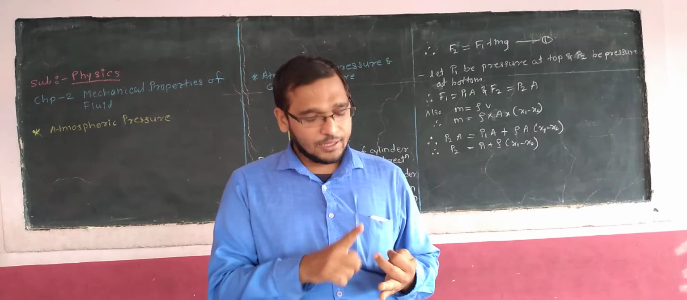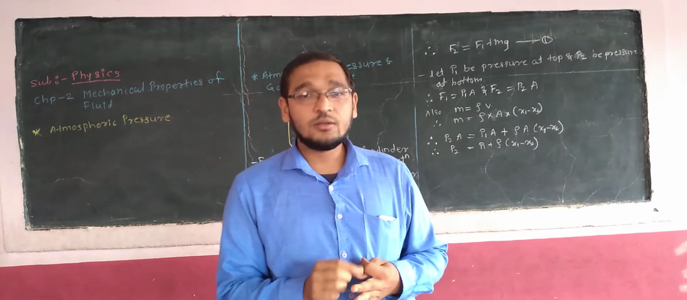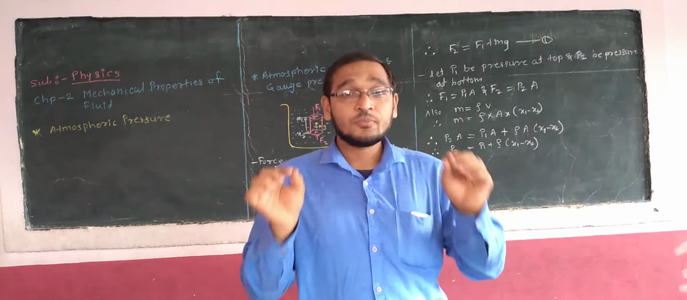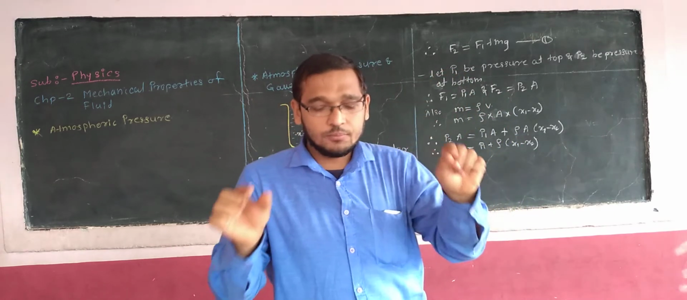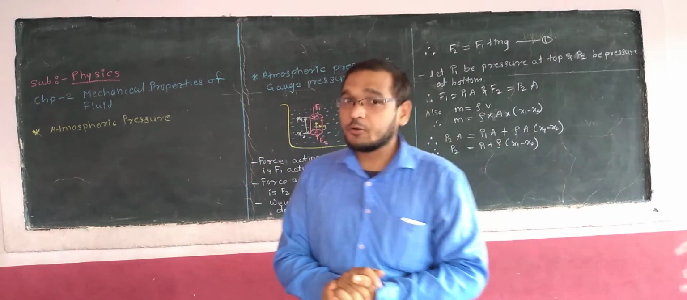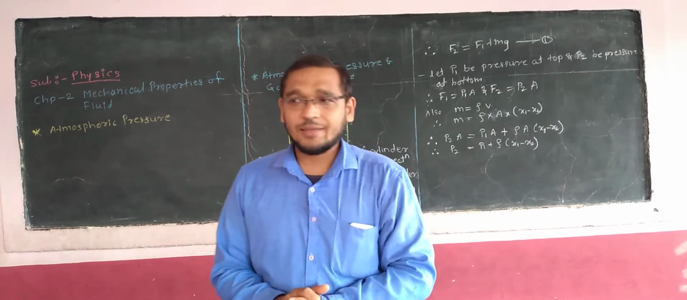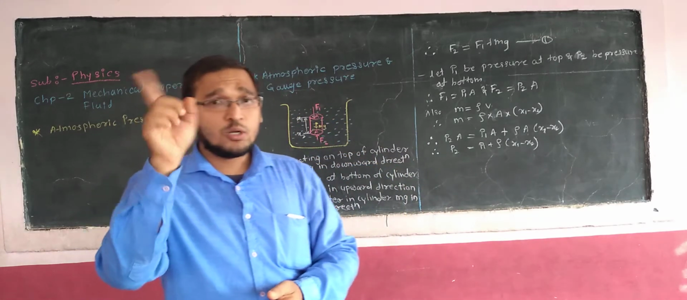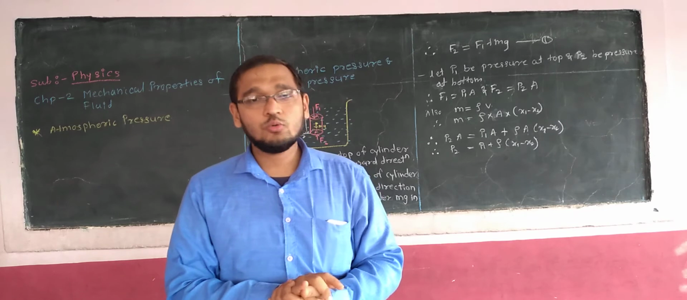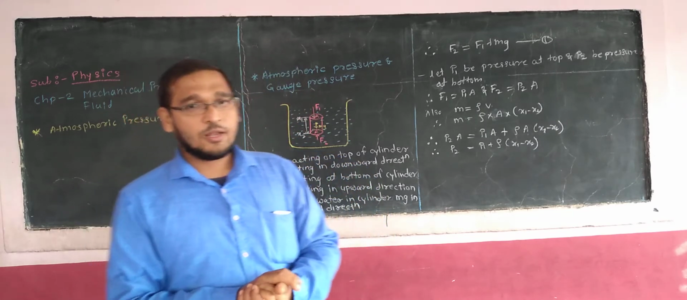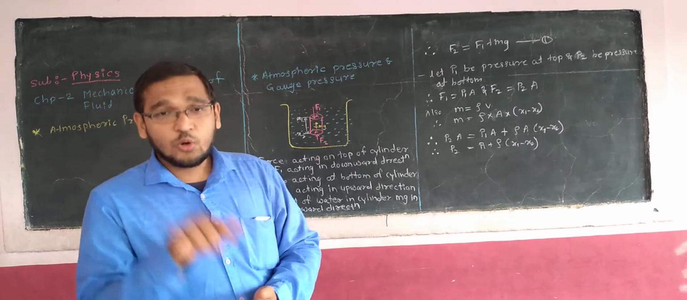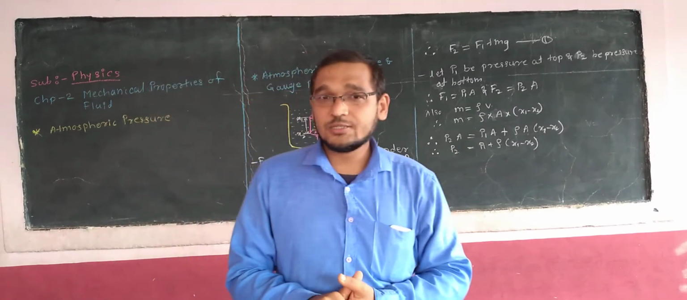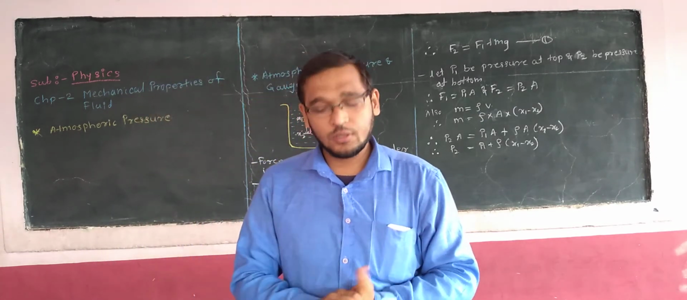Then we studied an expression for the pressure due to a liquid column in a container, and we derived that expression, which is equal to h rho g, where h is the height of the liquid in the column, rho is the density of that liquid, and g is acceleration due to gravity.